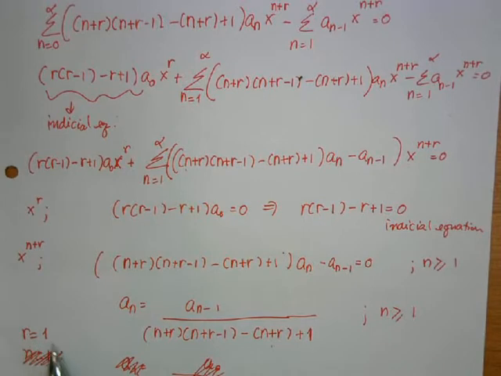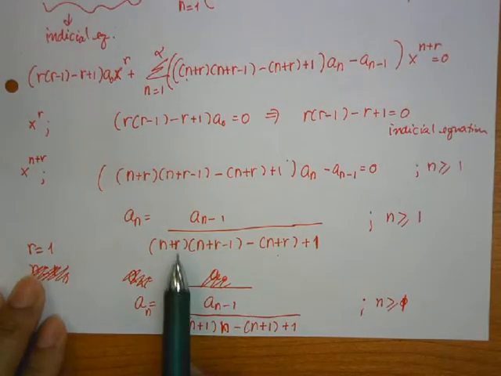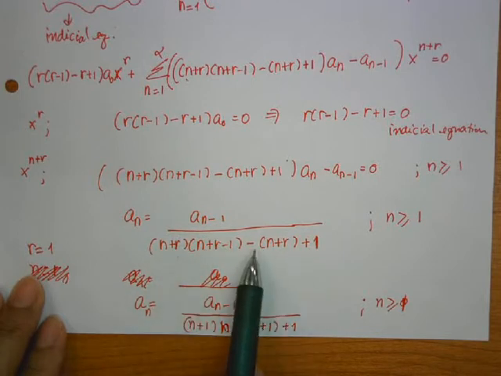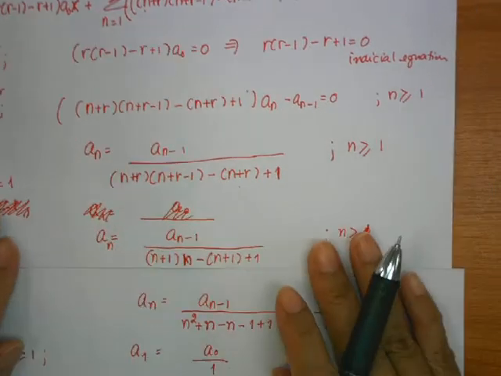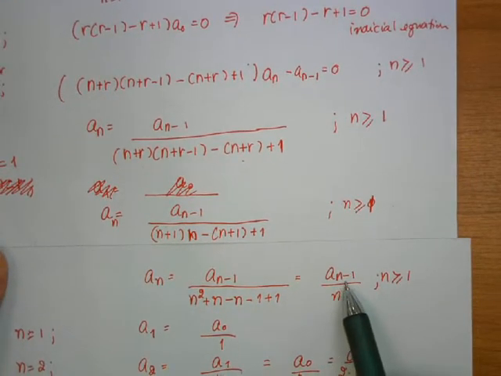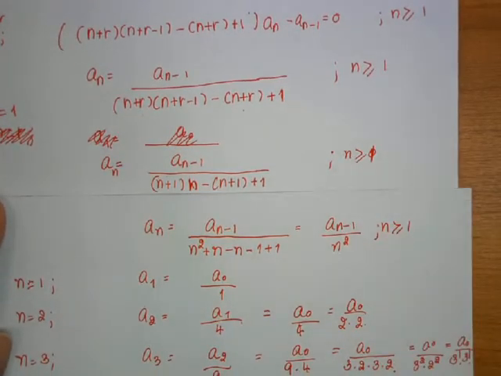You plug the value of r equal to 1 in there. You would get a_n equal to a_(n-1) divided by, with r equal to 1, n plus 1 here, n there, minus n plus 1 plus 1. Just plug the value, nothing else. Then you combine the terms together, so you would get a_n equal to a_(n-1) divided by n squared, where n is equal or greater than 1. And then you just try to find the sequence of a.